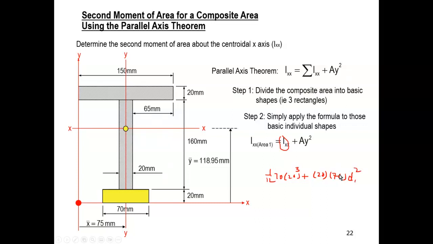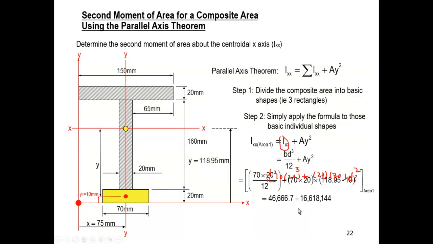That's for the first shape. So let's check this out. Yeah, that is exactly what we had in mind. So this is only the contribution of second moment of inertia from the lower block, and then we have to do the same thing for the middle block and for the top block.